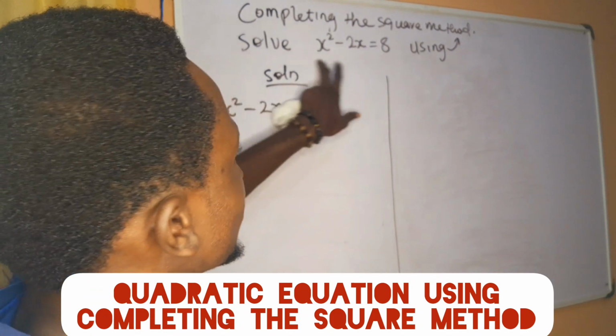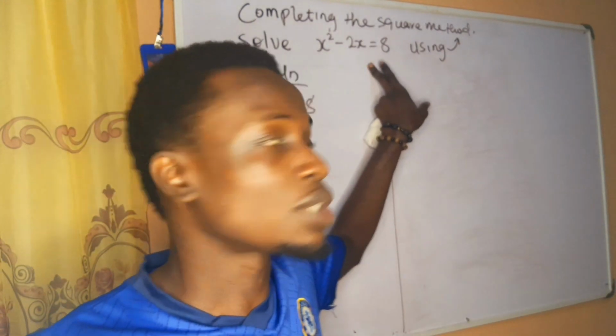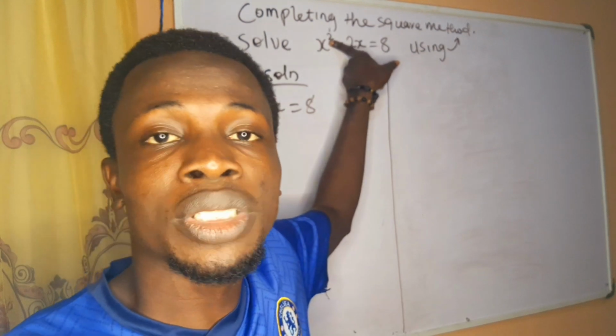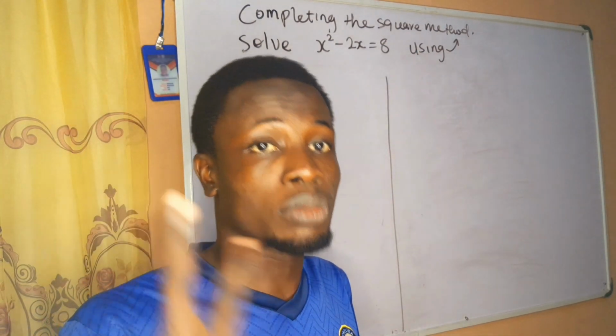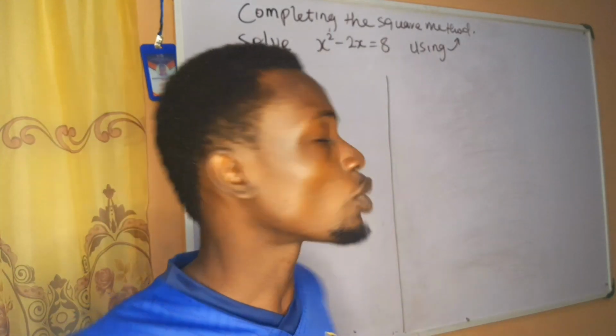Now remember, this is a quadratic equation. And how do you know it's a quadratic equation? Because the highest power of the unknown is 2. So it's a quadratic equation, meaning you are getting two values, also known as roots. Two roots for this equation.